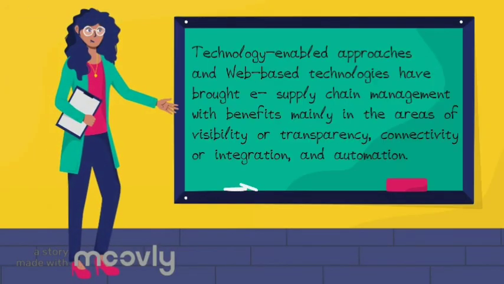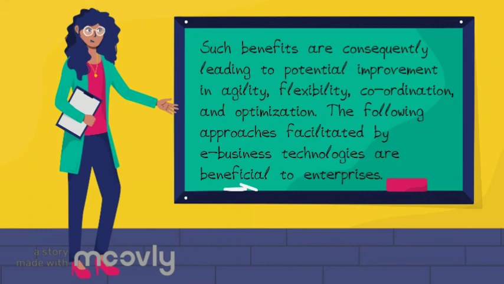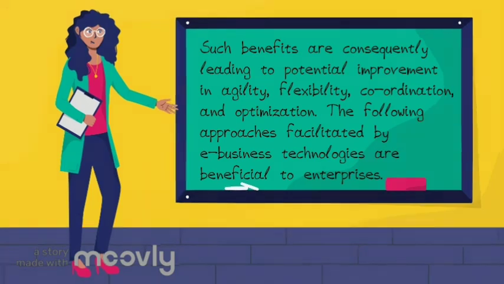Technology-enabled approaches and web-based technologies have brought e-supply chain management with benefits mainly in the areas of visibility or transparency, connectivity or integration, and automation. Such benefits are consequently leading to potential improvement in agility, flexibility, coordination, and optimization. The following approaches facilitated by e-business technologies are beneficial to enterprises.